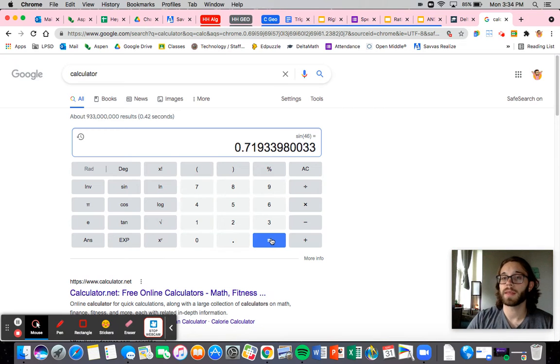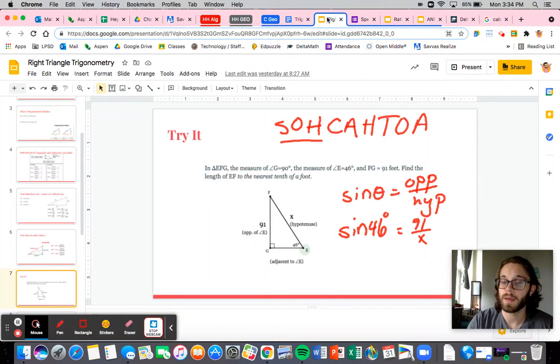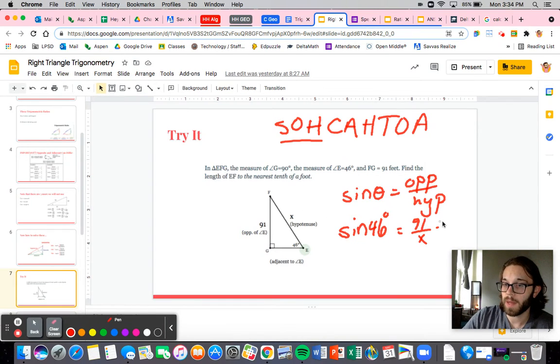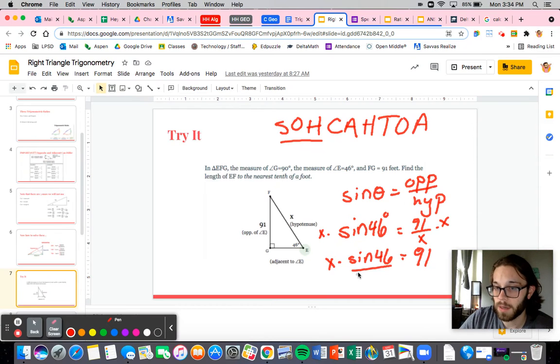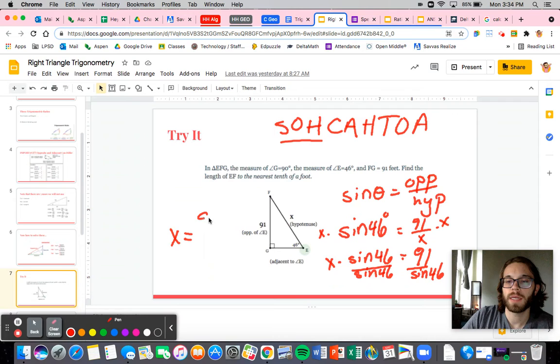So it's just a number, and I can manipulate it the same way I would manipulate any other number. I can add it, subtract it, multiply, divide it. So I'm going to multiply both sides by x. Now I essentially have x times a number equals 91. Now I'm just going to divide. This is a number, we just looked at it. It's not 0, so I can divide. So I get x is equal to 91 over sine of 46.